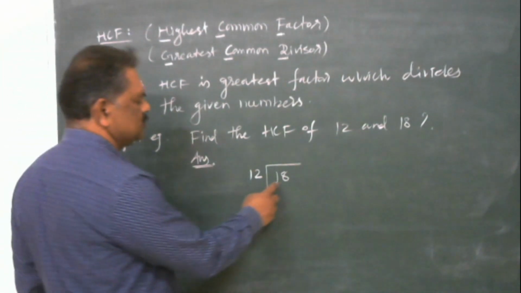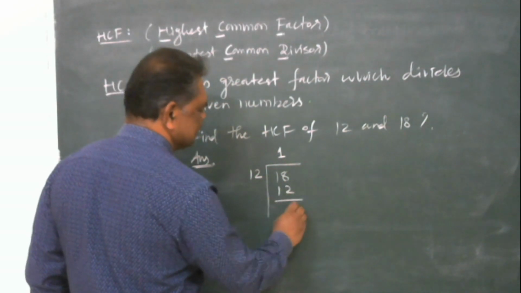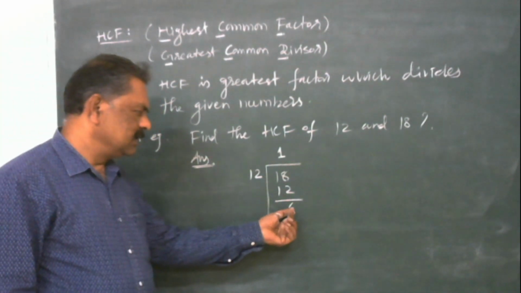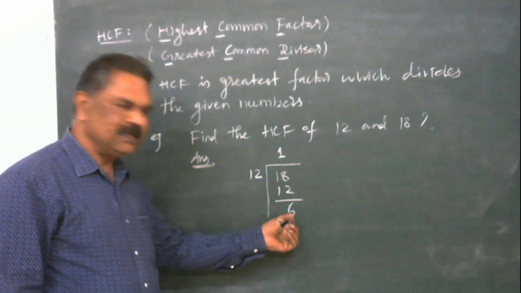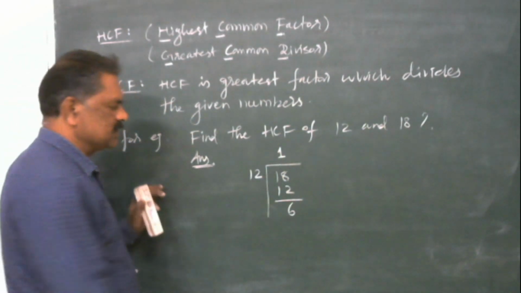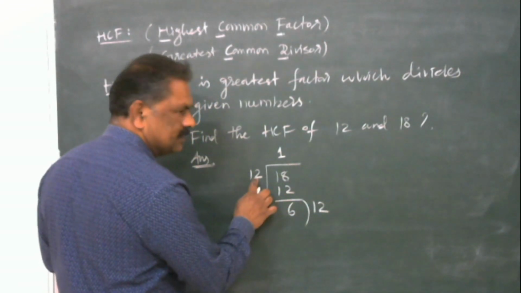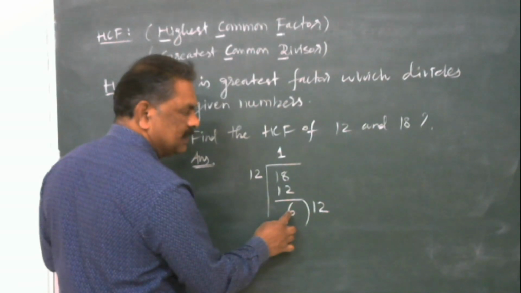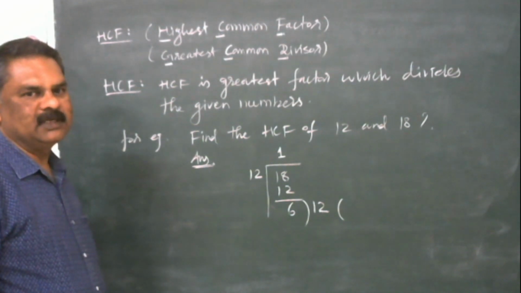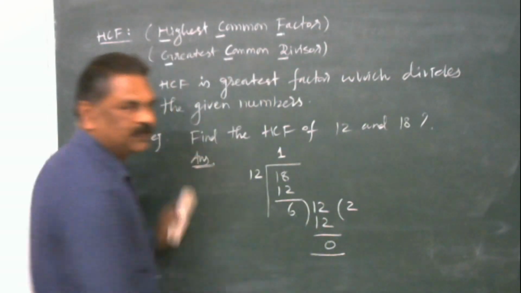So how many times does 12 go in 18? Just one time. 1 12 is 12, then the remainder is 6. Now it's a very important step. The remainder is 6. You take the remainder as divisor and the divisor as dividend, and continue the division process till you get remainder 0. So how many 6's are there? 2 6's are 12. Here we got the remainder 0.